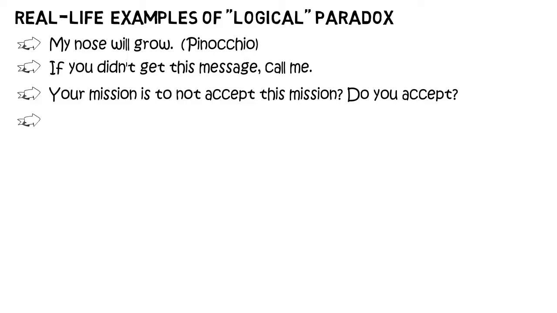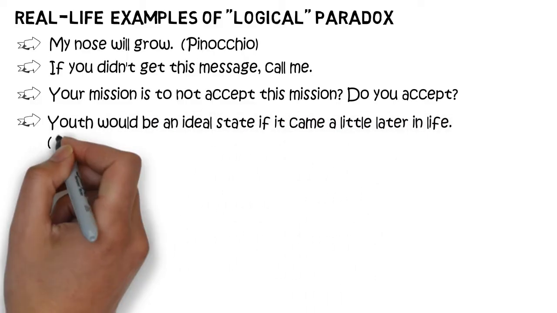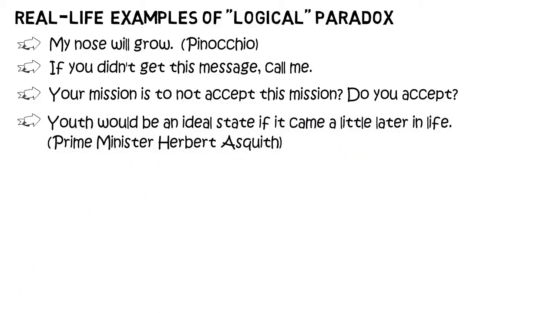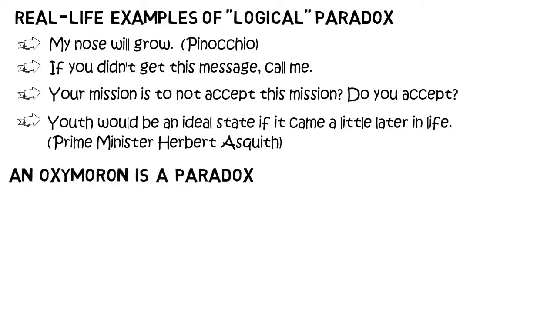And then one more example. Youth would be an ideal state if it came a little later in life. Well, youth can't come a little later in life. That's a paradoxical expression.